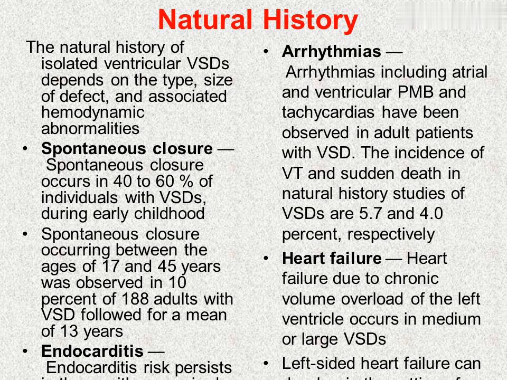Endocarditis. Endocarditis risk persists in those with unrepaired VSD with an incidence of 22 to 24 per 10,000 patient years. The risk of endocarditis is higher in those with unrepaired VSD compared to those who have undergone repair. Arrhythmias. Arrhythmias including atrial and ventricular PMB and tachycardias have been observed in adult patients with VSD. The incidence of VT and sudden death in natural history studies of VSDs are 5.7 and 4.0%, respectively.